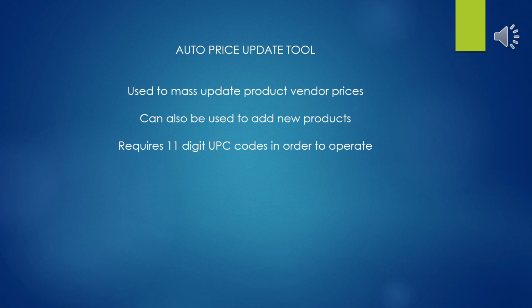If you've got a large number of records, like an entire line like Leviton that might have 5,000 SKUs in it, then the auto price update tool is the ideal mechanism for that. Because if you had to do it one at a time or in the price sheet, you'd be there a very, very long time. There is another tool that Eclipse also provides.